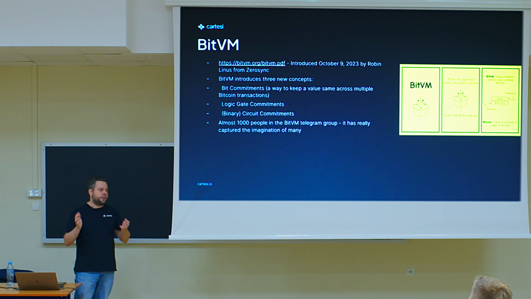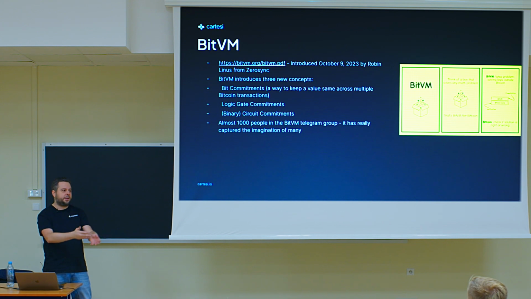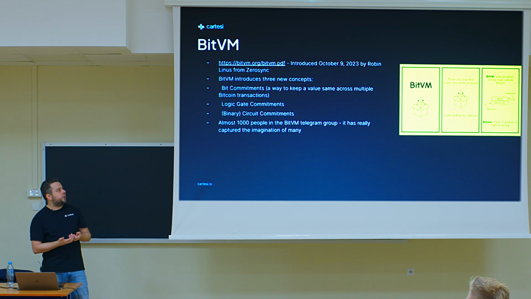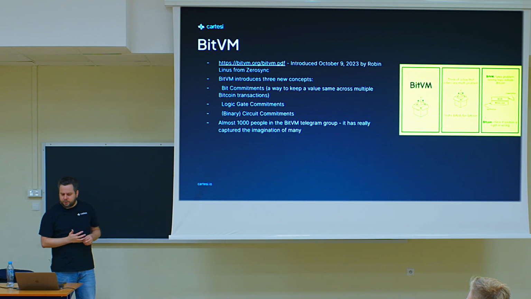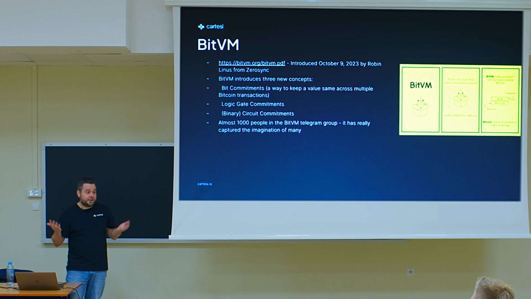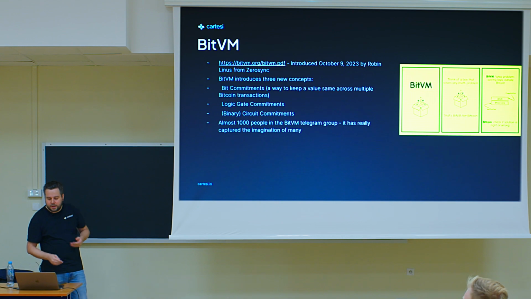In Bitcoin, you can't basically keep state across transactions, which is a major headache. At least in Ethereum, we can store something to state and then continue in the next transaction. But no, you can't do that here. Another concept they introduced was logic gate commitments, and then binary circuit commitments. There are almost 1,000 people in the BitVM Telegram group, and they didn't even do any kind of token offering or something like that. So it's quite amazing that it captured the imagination of quite a lot of people.